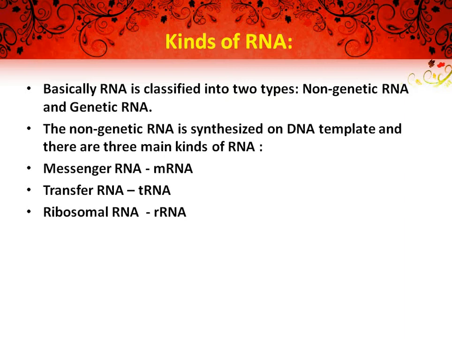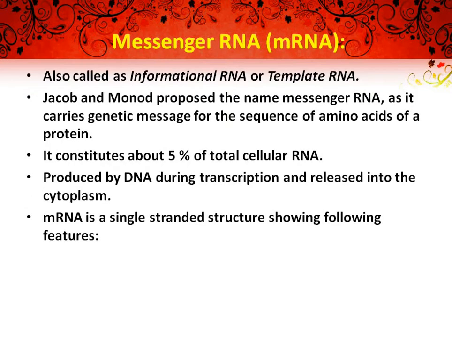The non-genetic RNAs are of mainly three types: the messenger RNA, the transfer RNA and ribosomal RNA. Now let us study the structure of the messenger RNA. The messenger RNA is also called informational or template RNA because it carries the genetic information from the DNA and comes into the cytoplasm where it is translated into a specific protein.